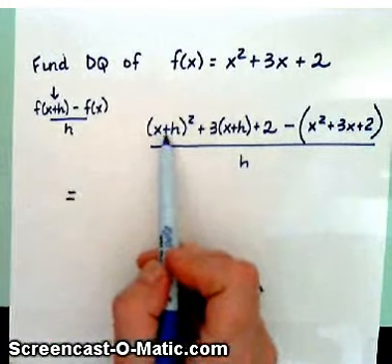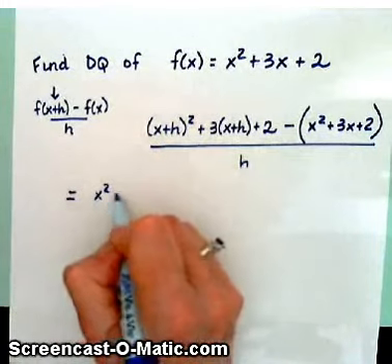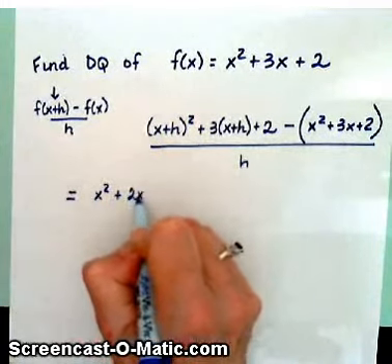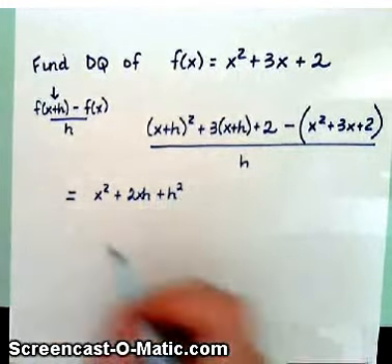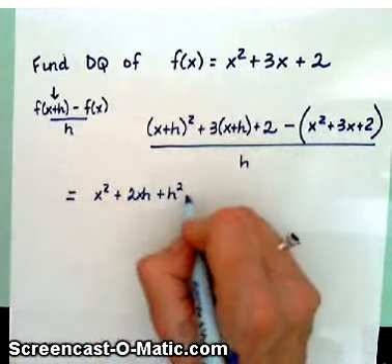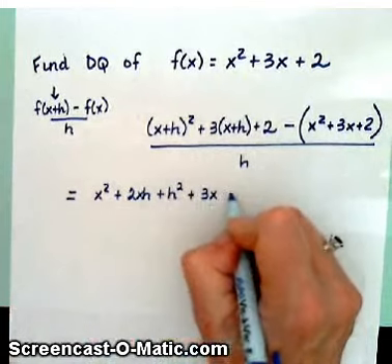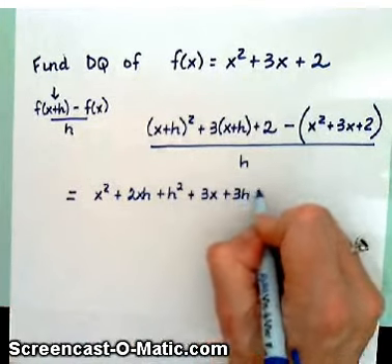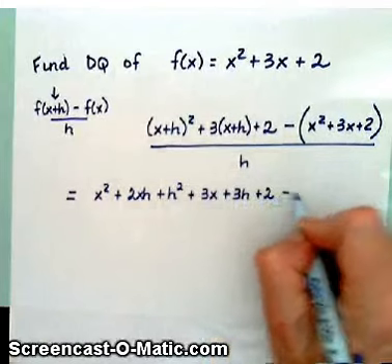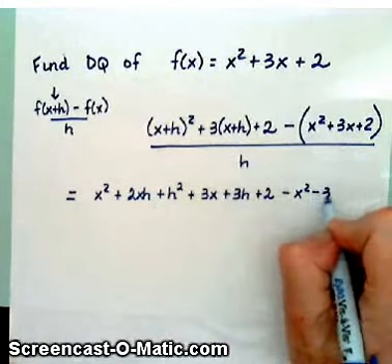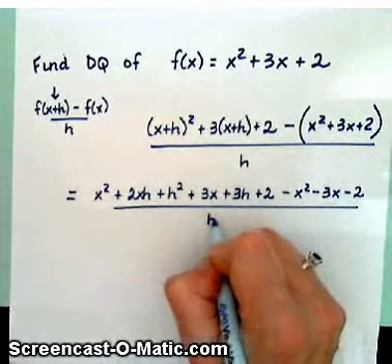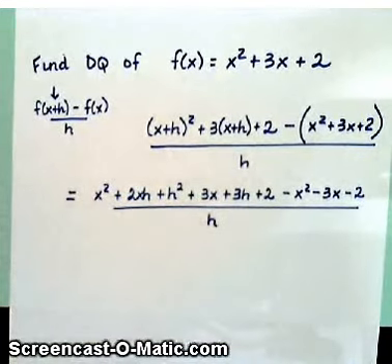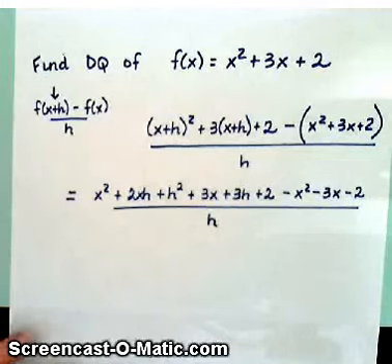Okay, now let's clean that up. First of all, let's square x plus h. So we're going to have x squared plus 2xh plus h squared. That's squaring: square the first, double the product, square the last. Plus 3x plus 3h plus 2 minus x squared minus 3x minus 2, all over h. Now you can pause this at any time if you need to look back and figure out where these parts came from.